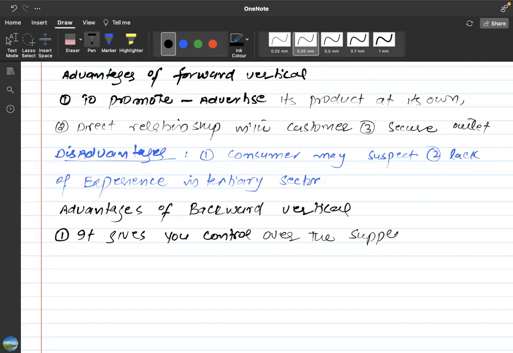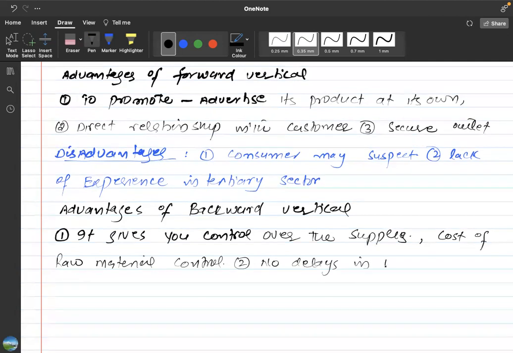Control over the supplies now. And when you control the supplies, actually you control the cost of raw material. Cost of raw material control. Also, you control the continuous supply, and there might be no delays in the supply of raw material.